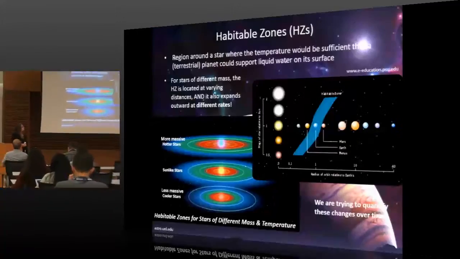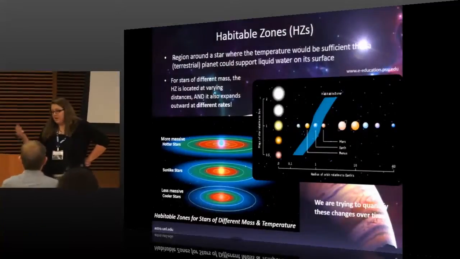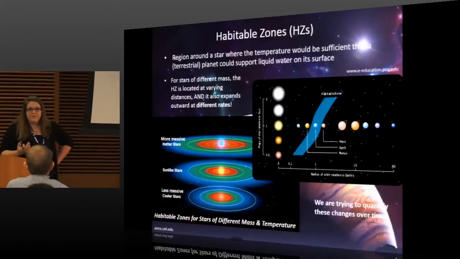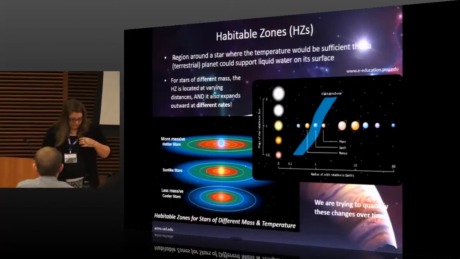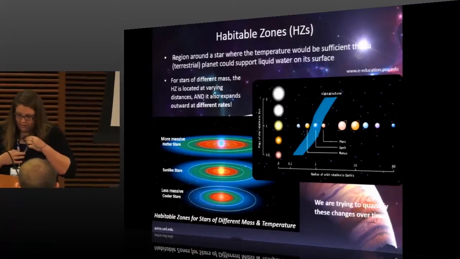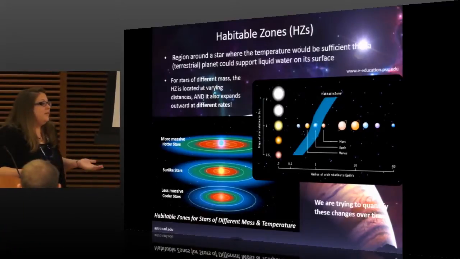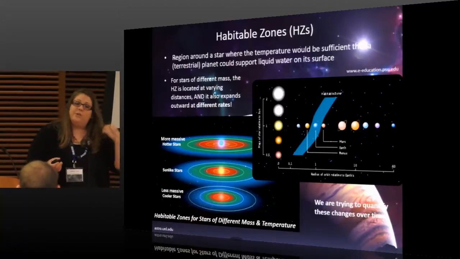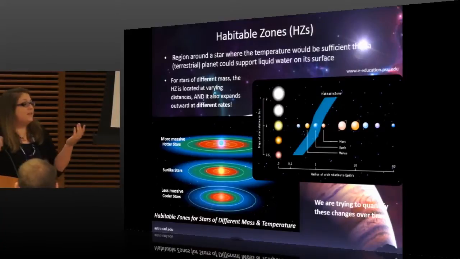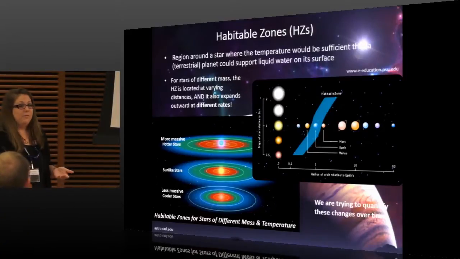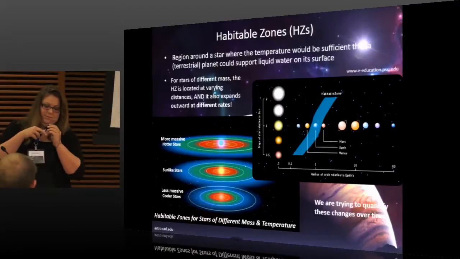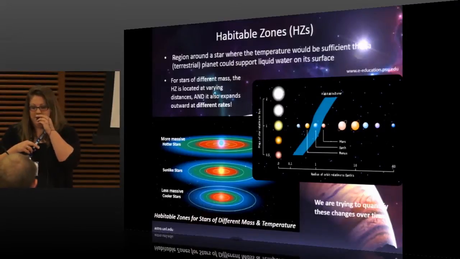So first I will just talk briefly about habitable zones and how I'm defining them for this talk. Basically there are obviously a lot of factors that could come into play when you discuss what defines a habitable zone.